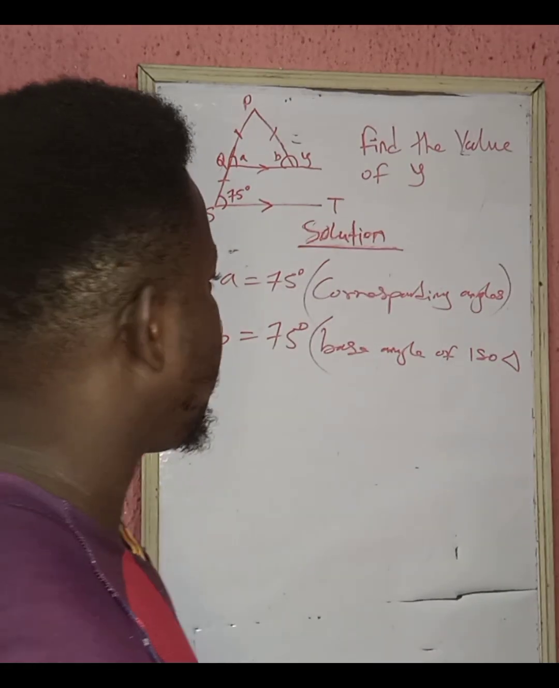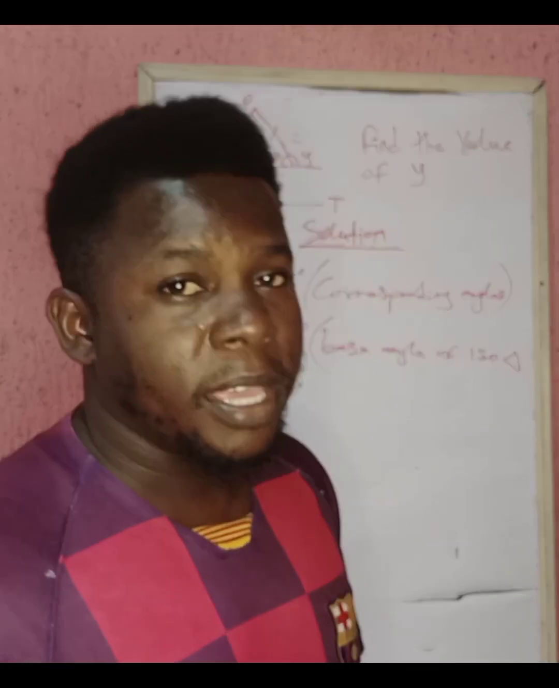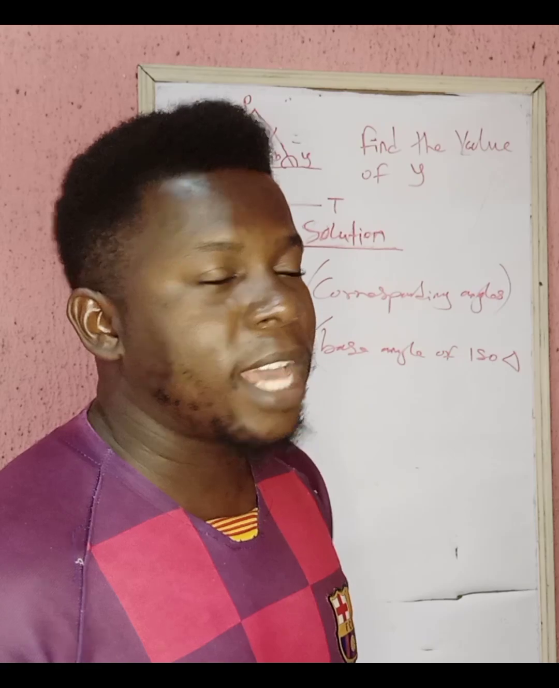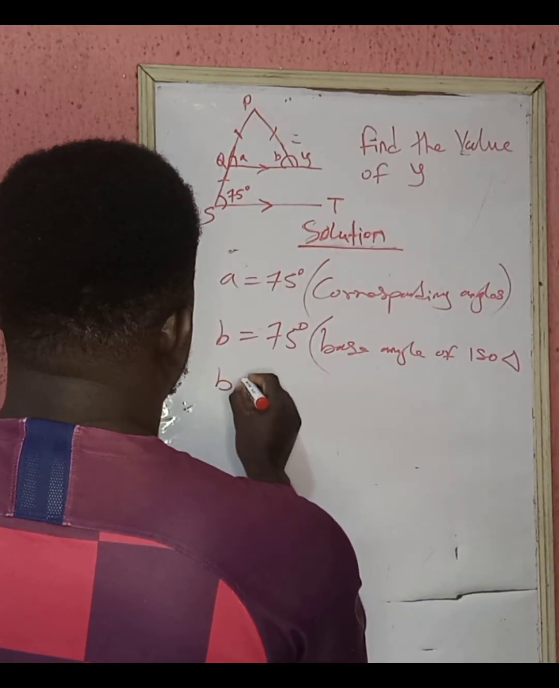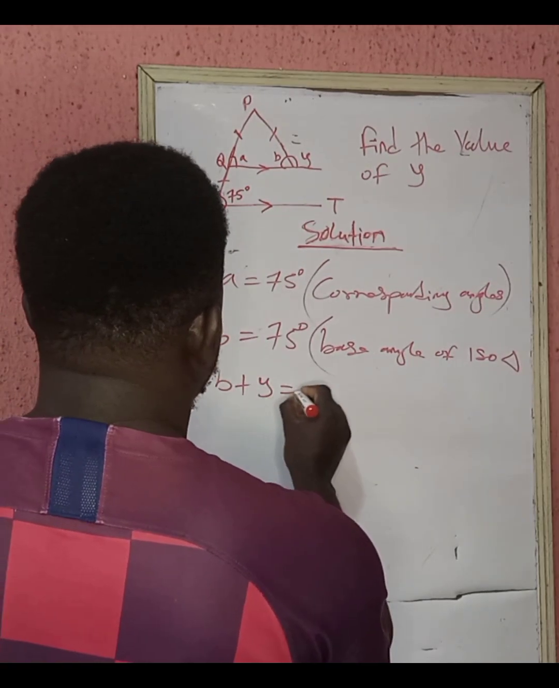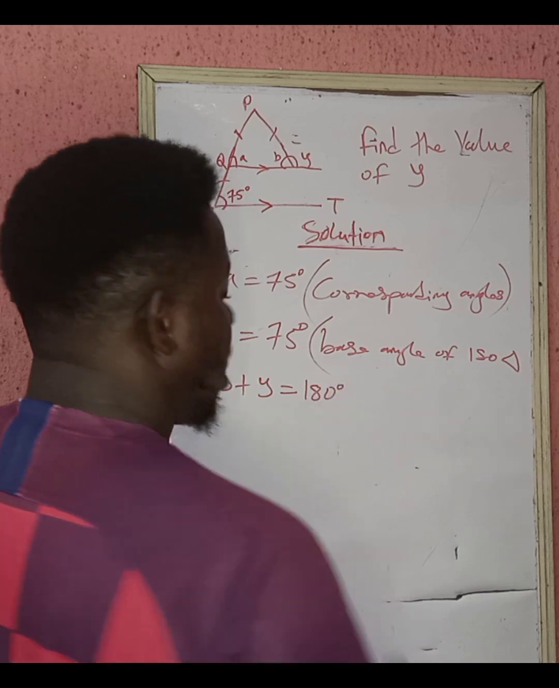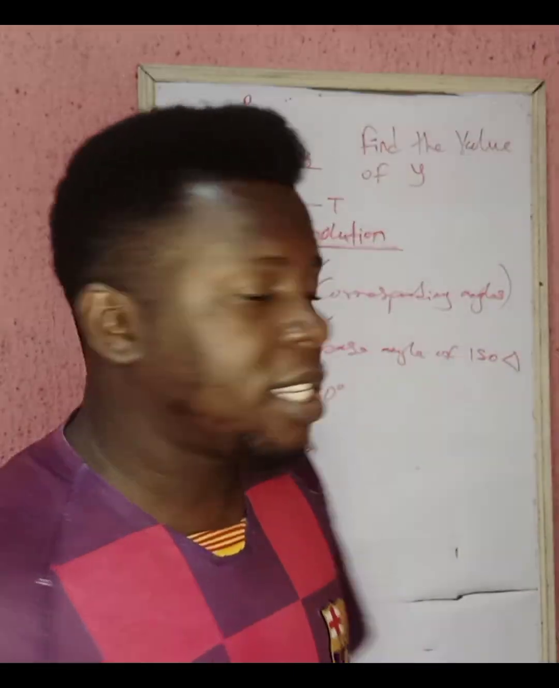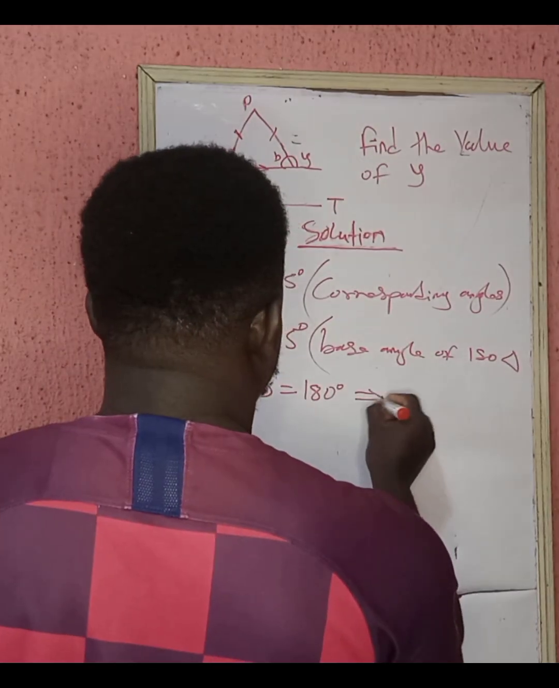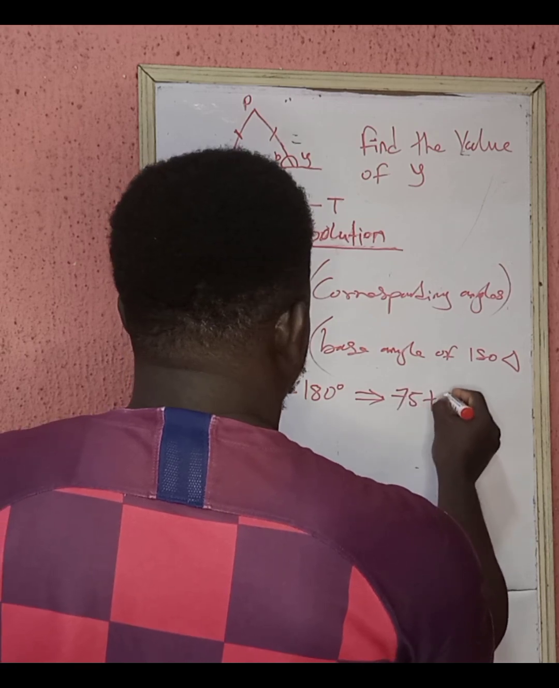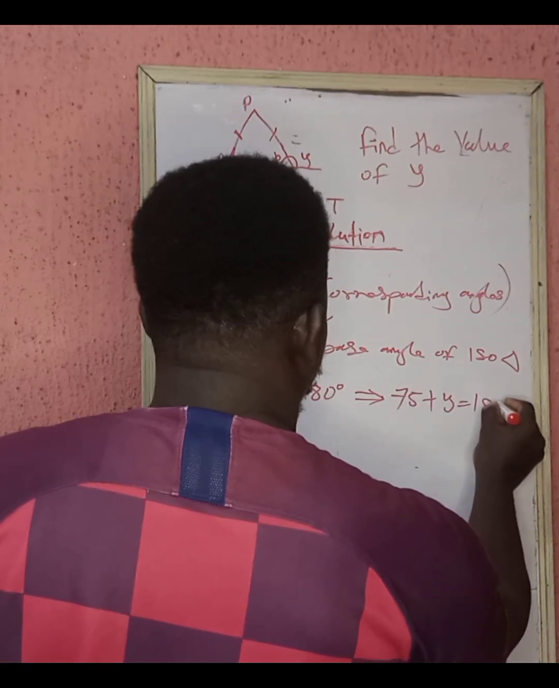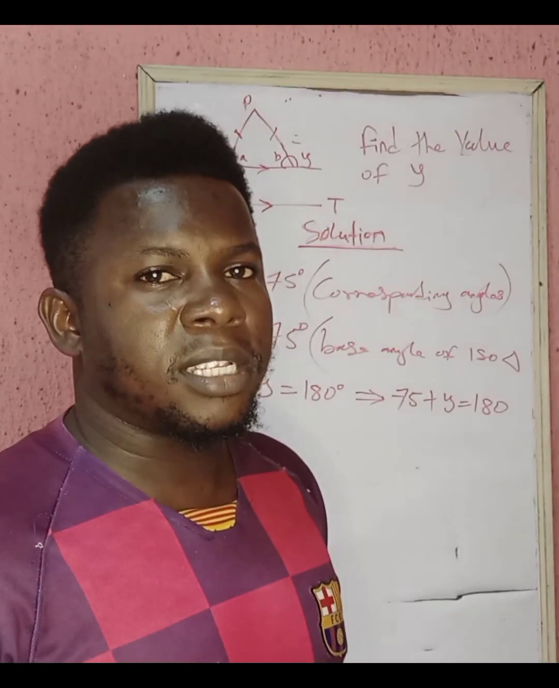Now we have our A and we also have our B. How do we get our y? It's very simple. Angle on a straight line. So we can just say our B plus y is equal to, angle on a straight line is equal to 180 degrees. So we can say our B is 75, plus y is equal to 180 degrees.